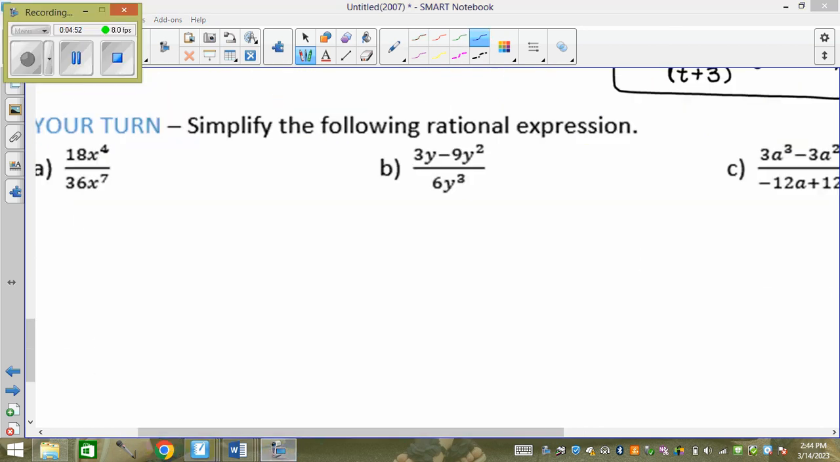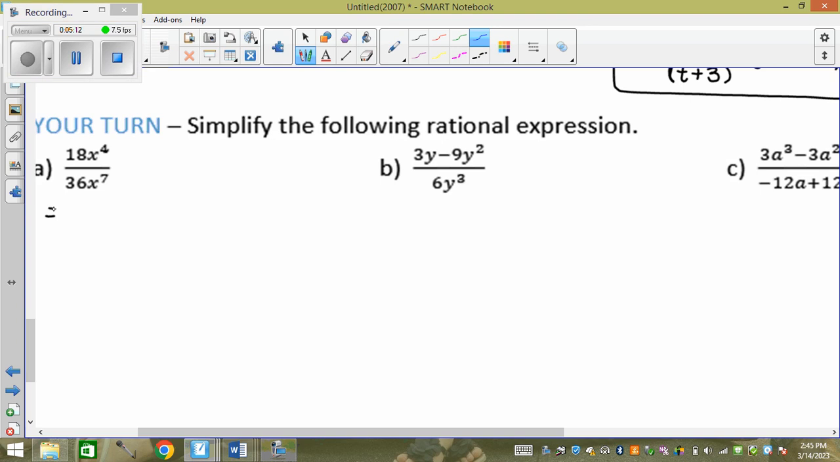Okay, I'm going to be honest. A is the easiest one. It's been done the worst on every single test ever because people don't know how to approach it. They want to take out GCFs, difference of squares, they don't know what to do. Just put brackets around each of the things because it's just a monomial, right? When it's a monomial, meaning no plus or minus signs, everything gets brackets. So I'm going to get 18 in its own bracket and x to the 4 in its own bracket. In the bottom, I'm going to get 36 in its own bracket and x to the 7.